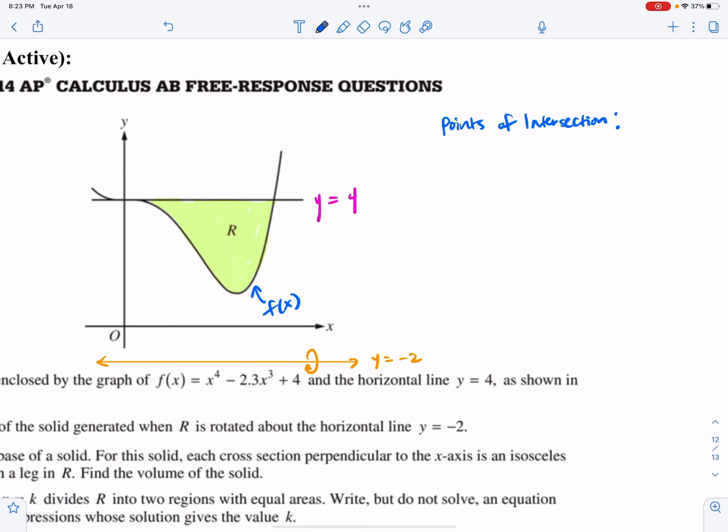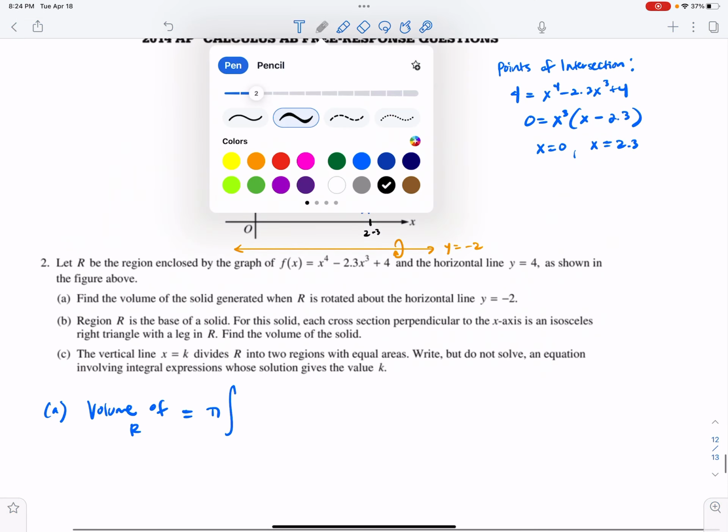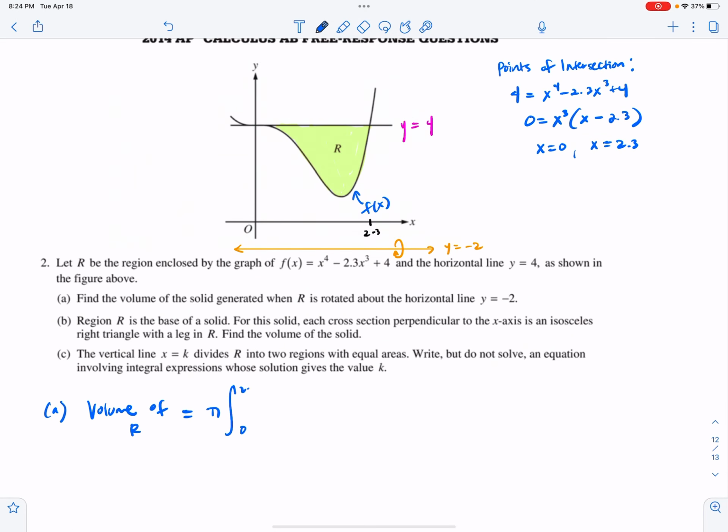You could set 4 equal to x to the 4th minus 2.3 x cubed plus 4, right? And then you could factor out the x cubed, those 4's cancel, and you would be left with x cubed times x minus 2.3. So x equals 0 and x equals 2.3. Right, so this would be 2.3. So we are integrating from 0 to 2.3.